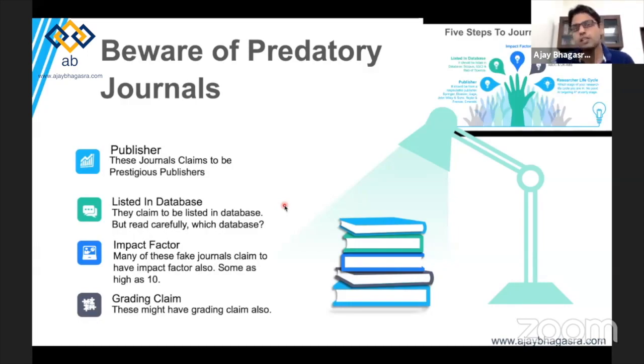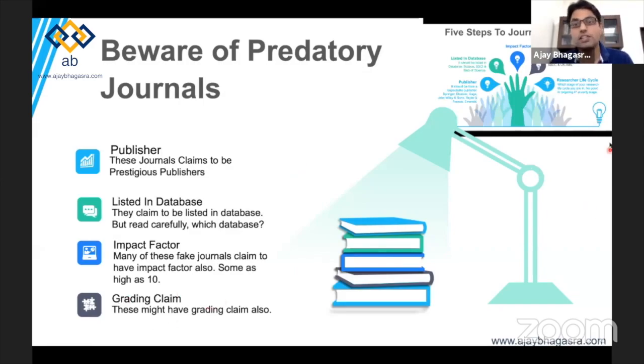So look at whether this impact factor of 10 is coming from Thomson Reuters. Is it coming from Clarivate Analytics? Is it coming from Elsevier? And you will find absolutely not, right? Top journals, I tell you, Journal of Consumer Research does not have an impact factor of more than 5. How can you have an impact factor of 10? Don't be fooled, at least, please. This is how at least we can come up with our image in a better sense. Grading claim, they can also claim that we are into grading things, but you have to be careful.